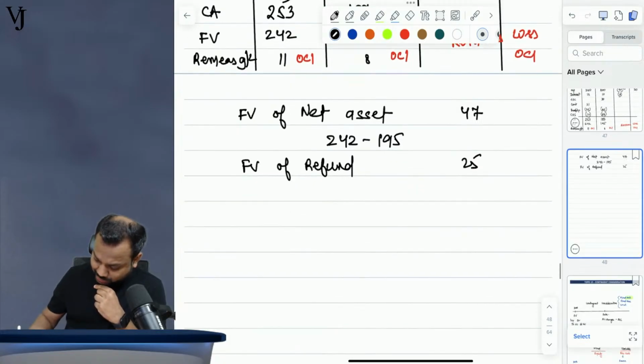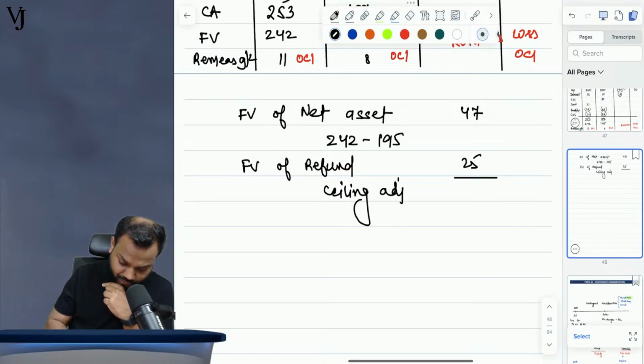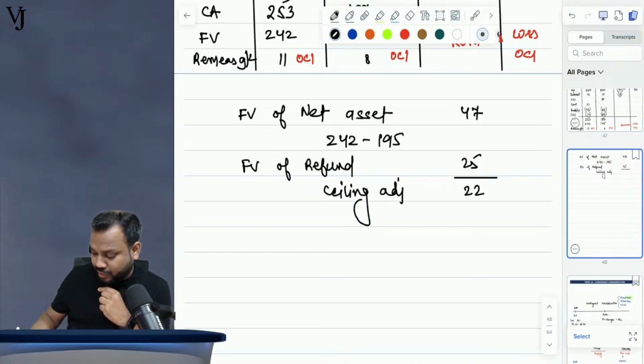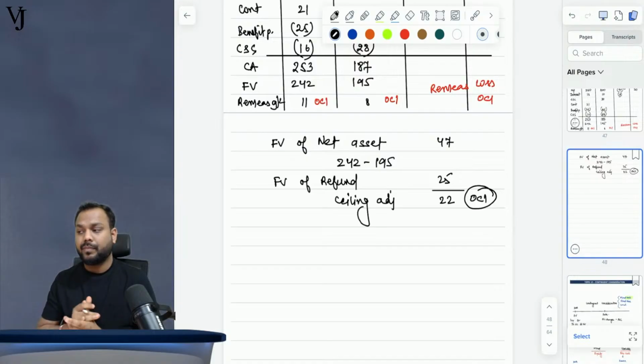So now what is the ceiling adjustment that you have to do? 47 minus 25 is 22. And where will we record this? Other comprehensive income. Clear everyone?